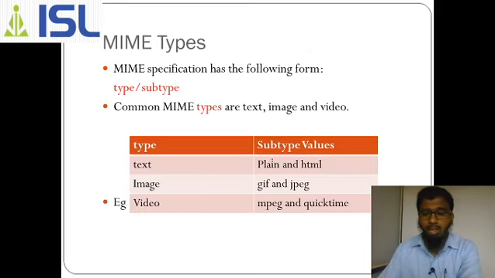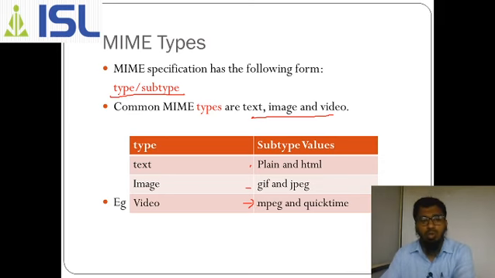Okay, now this is the simple MIME type. MIME specifies the following form: type and subtype. Common MIME types are text, image and video. So text, with plain and HTML. Image is GIF or JPEG, and video like MPEG and QuickTime. MP4 you can use. Okay, so this is the MIME type.